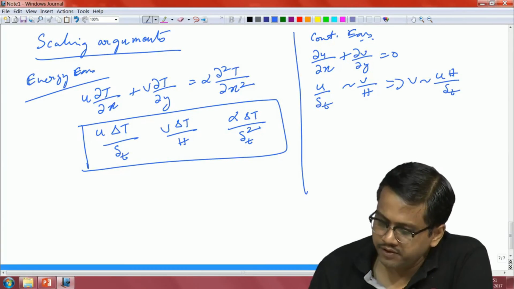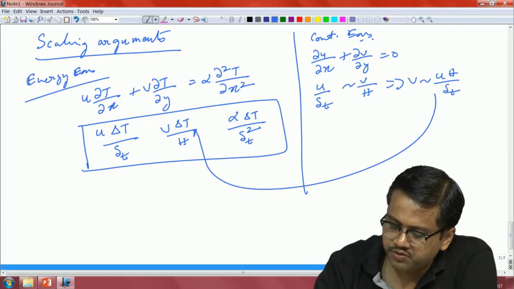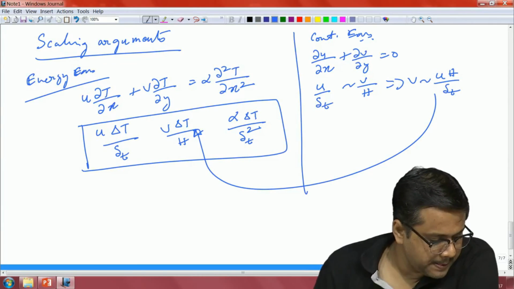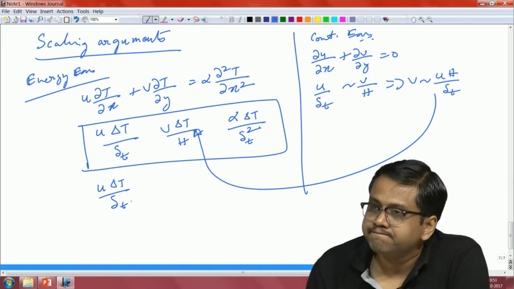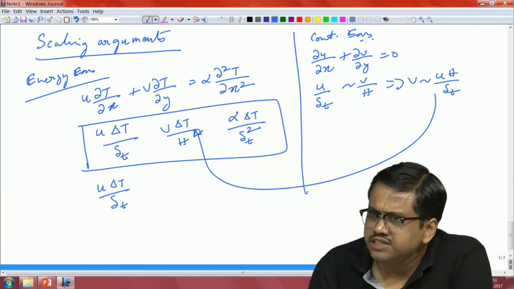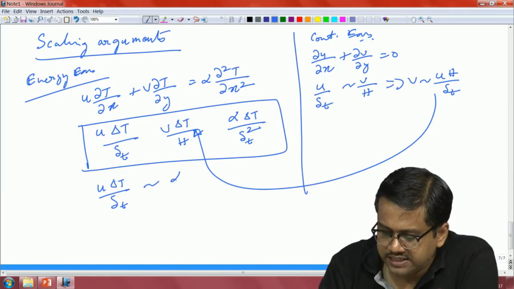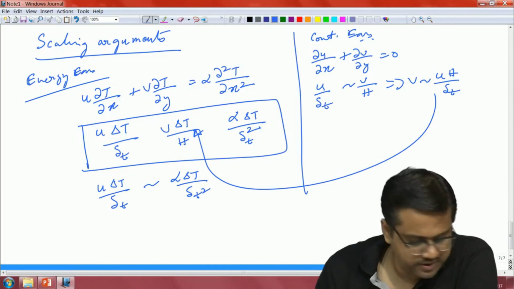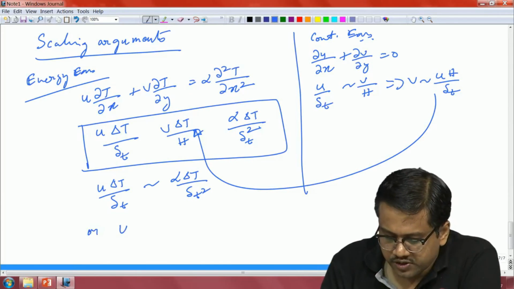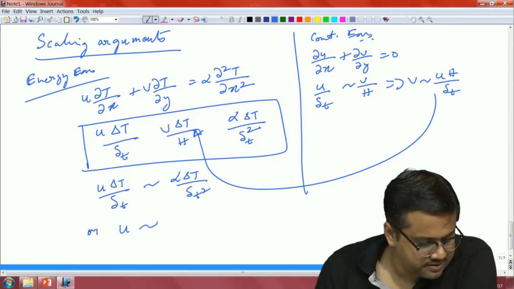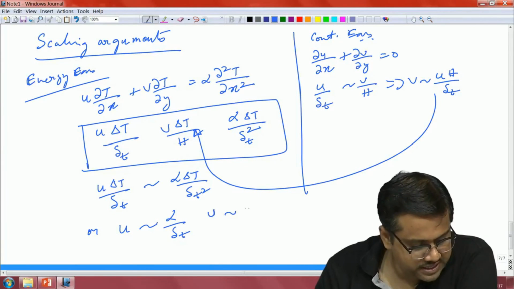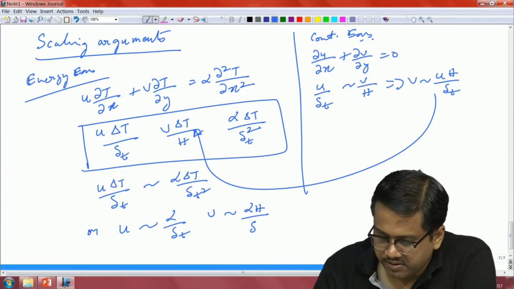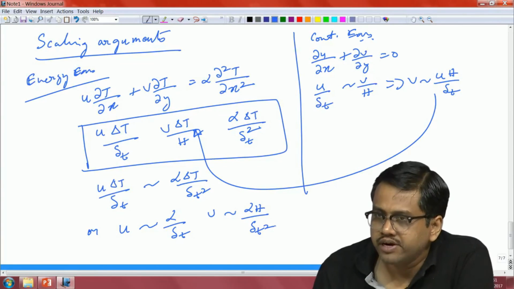So, this leads to v scaling as u h by delta T, correct. Now, if you back substitute this particular expression over here, you will find both of them will scale as u over delta T, right. That is usually the case. So, this will scale as alpha delta T by delta T squared, or in other words you will get u scaling as alpha by delta T as the first one, and v scales as alpha h by delta T squared, right.